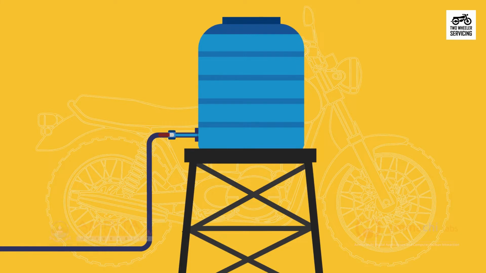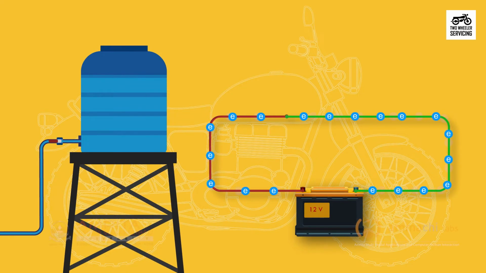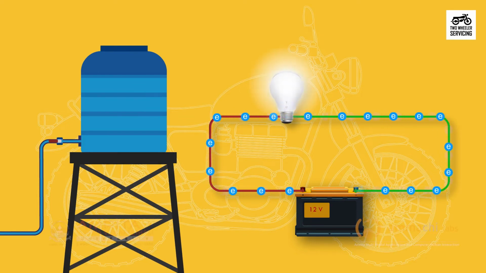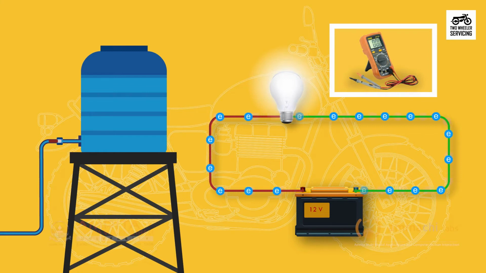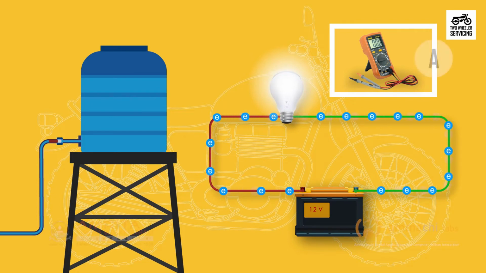Current. If we open the knob of the water tank, water will flow through the pipe. Similarly, electrical charges or electrons allowed to flow through a cable or wire is called current. Current is required for the working of all electrical and electronic equipments. If a light bulb is connected between the battery terminals, the filament lights up because of the current. Current is denoted by the letter I. An ammeter or multimeter is used for measuring the current. The unit of current is ampere, denoted by A.